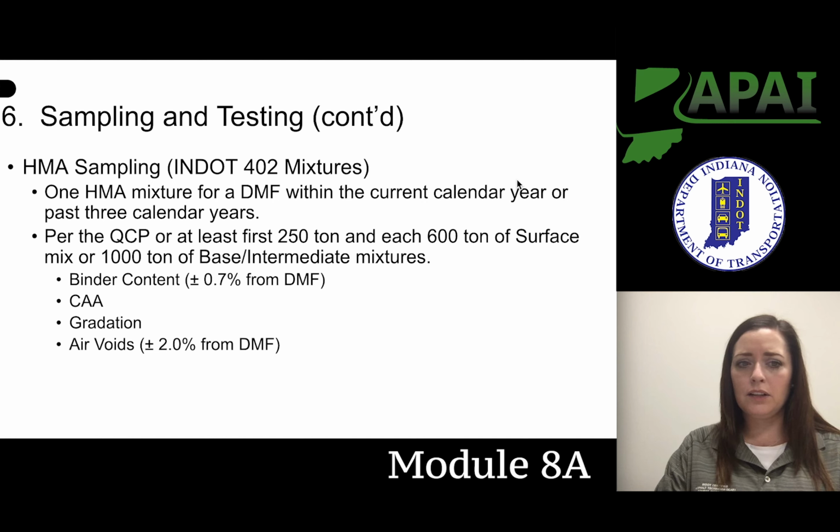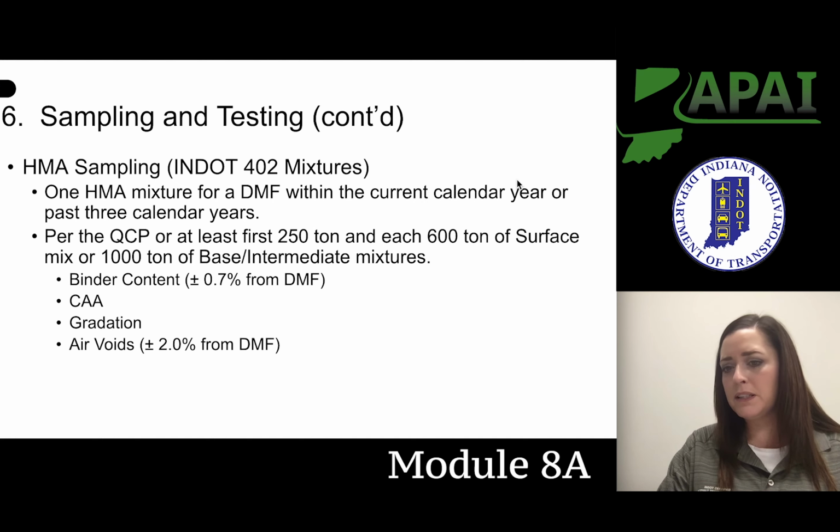These tests include the binder content, coarse aggregate angularity, gradation, and air voids. The binder content is required to be plus or minus 0.7 from the DMF, and the air voids are required to be plus or minus 2% from the DMF. These are specification requirements.